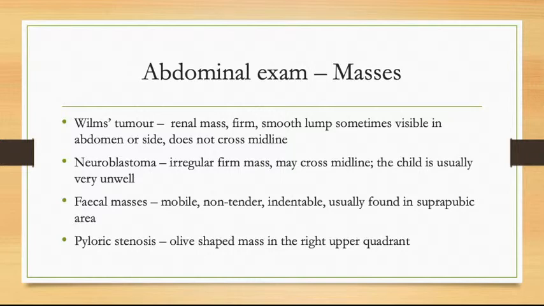So Wilms tumor is a renal mass, and it's a firm, smooth lump. If it's really big, you can sometimes see it protruding from the side of the abdomen. It doesn't cross the midline, which is different from neuroblastoma, which is an irregular firm mass that can cross the midline. But usually the child is very unwell with that. Lastly, I've put pyloric stenosis. You might see that a lot in past night questions, something about an olive-shaped mass in the right upper quadrant. Yeah, that's pyloric stenosis.